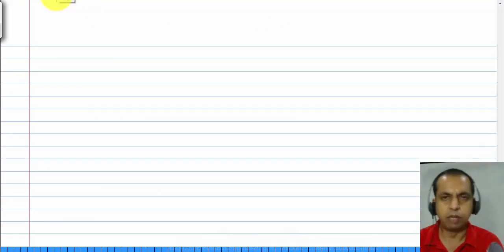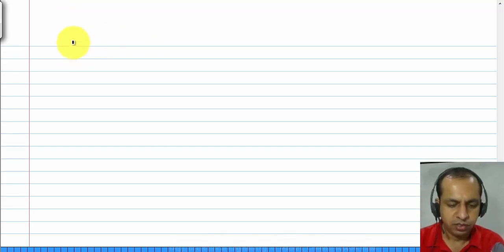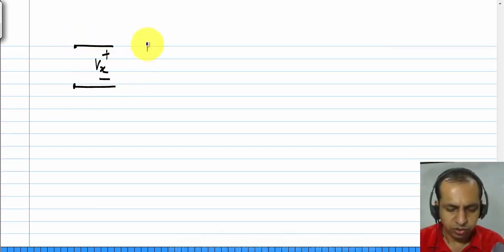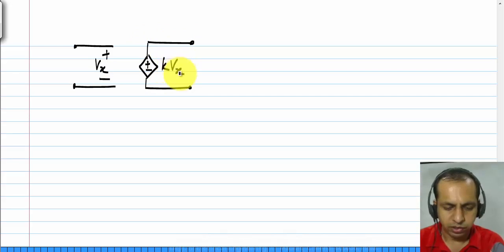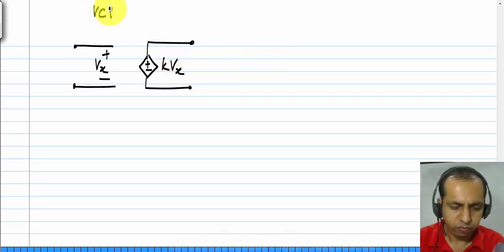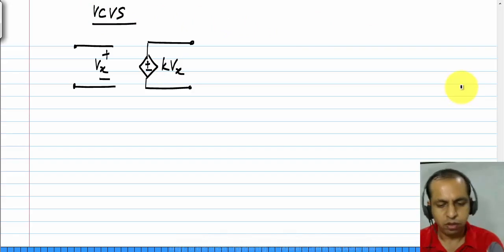Okay. One example of that, which is quite popularly seen in circuits, I will show that here without discussing it too much. So let's say we have a voltage controlled voltage source with a scaling factor k.